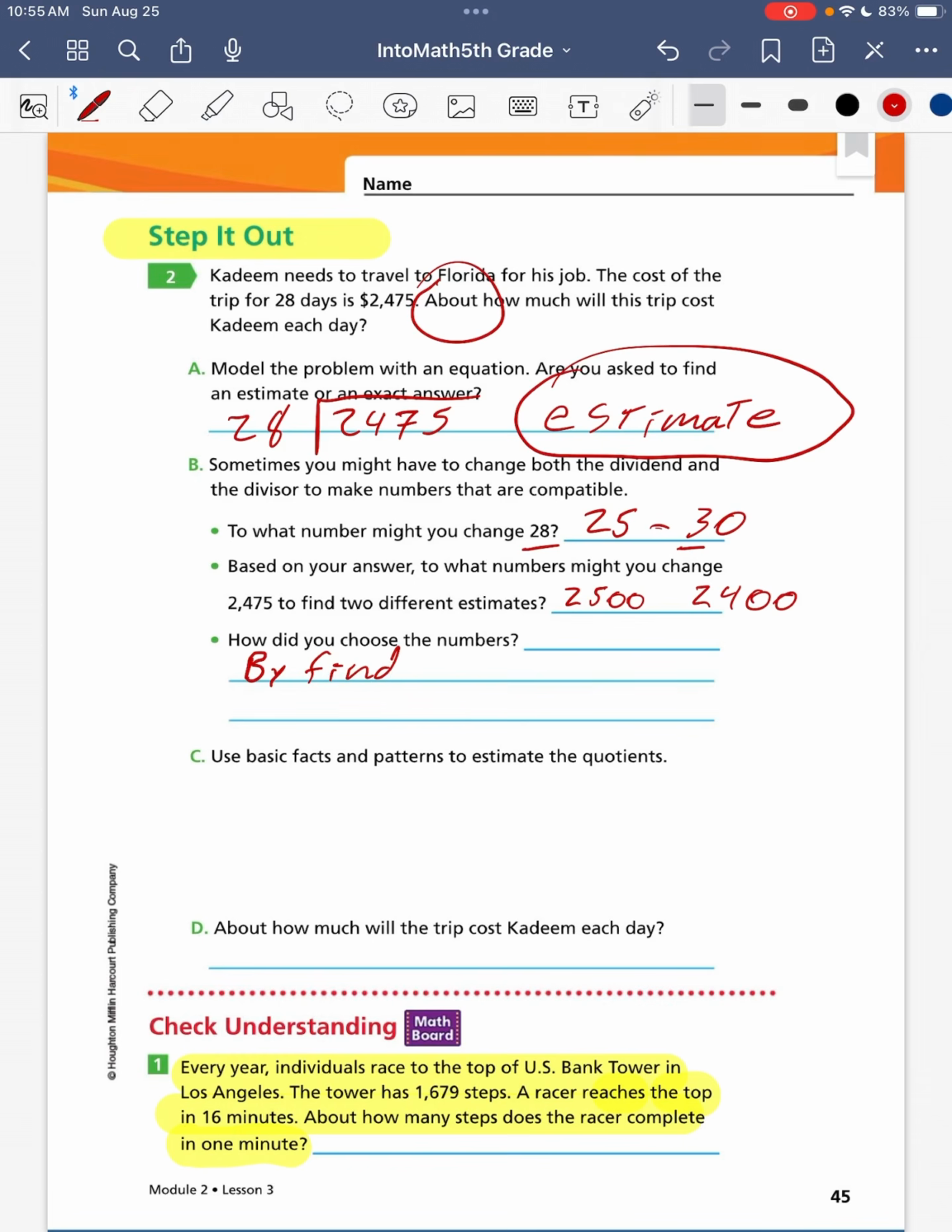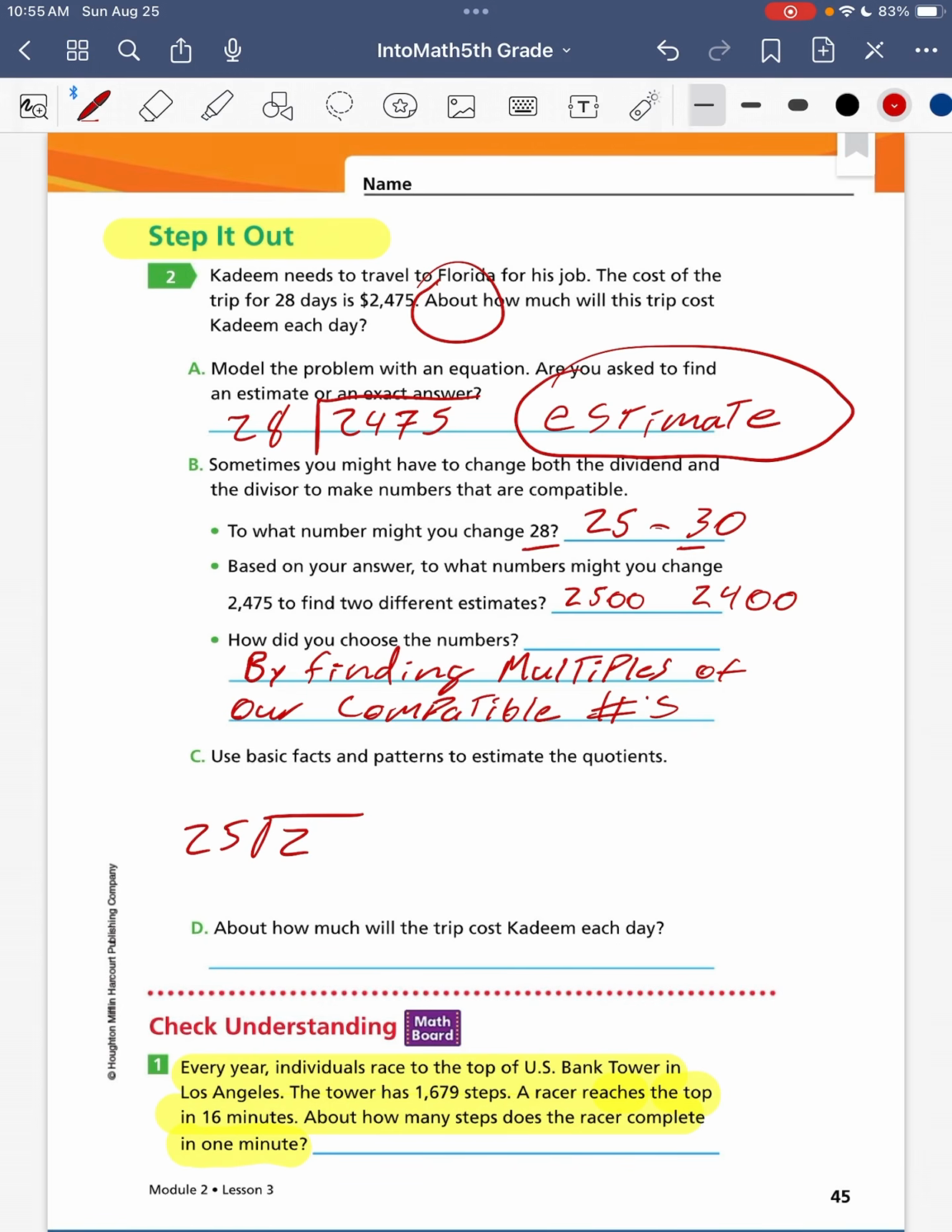By finding multiples of our compatible numbers. All right. Using what we know, let's find an estimate for quotients.